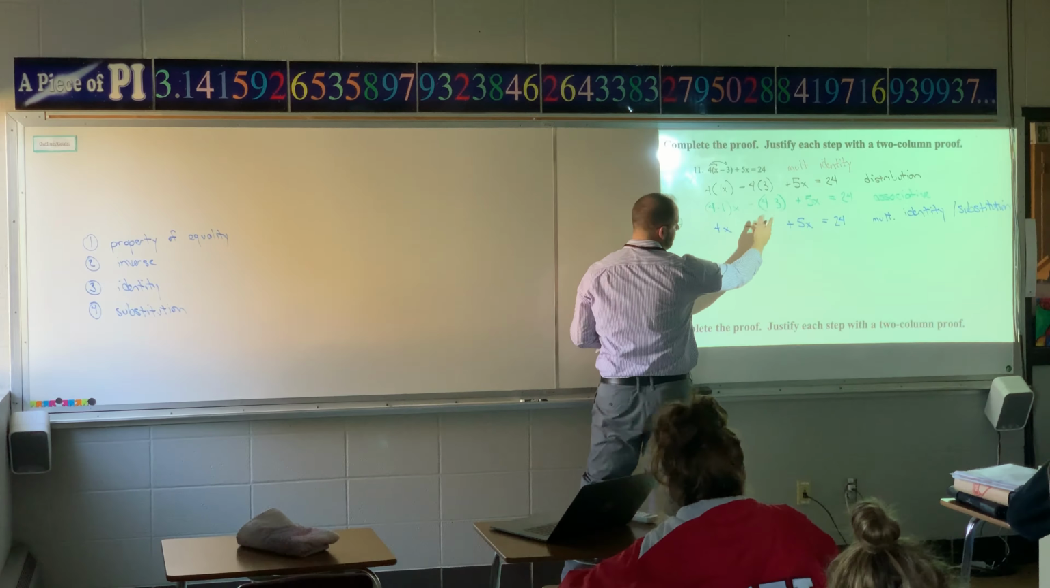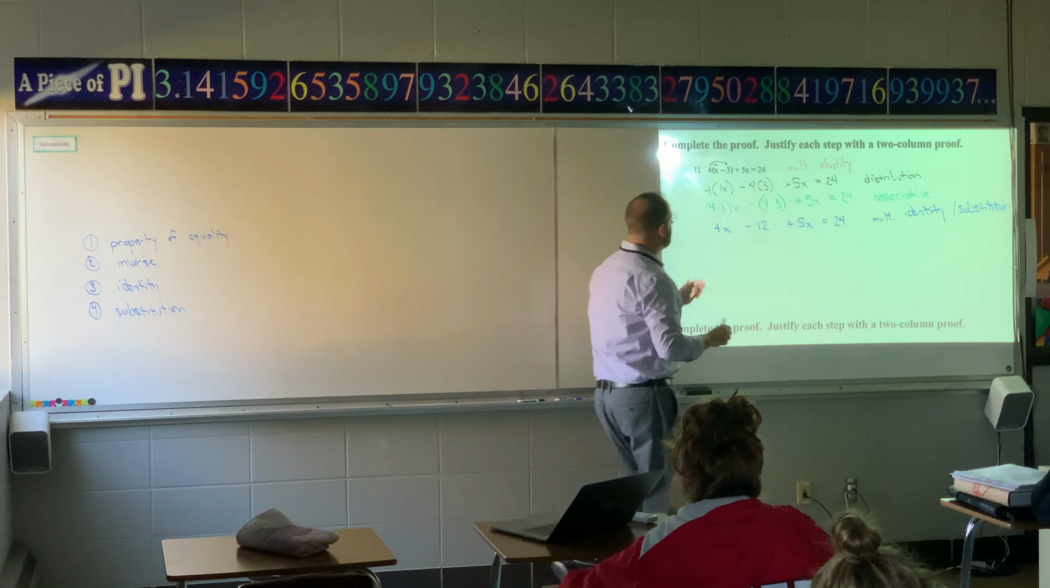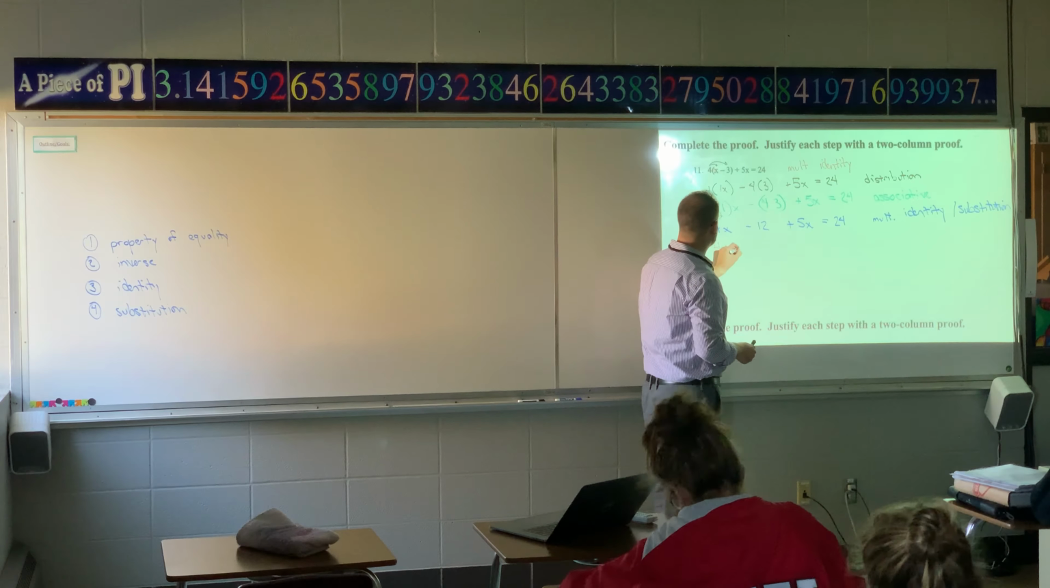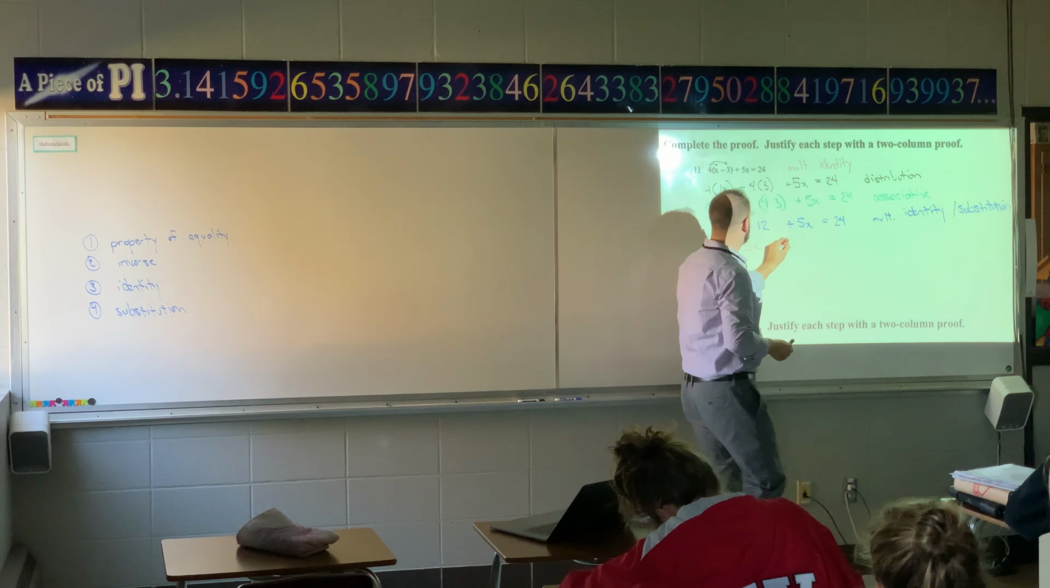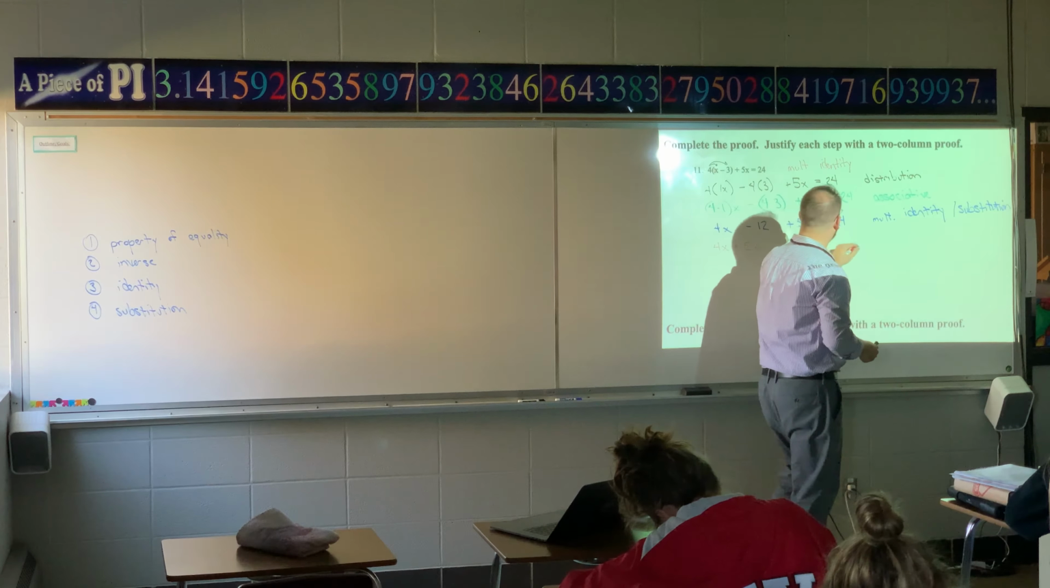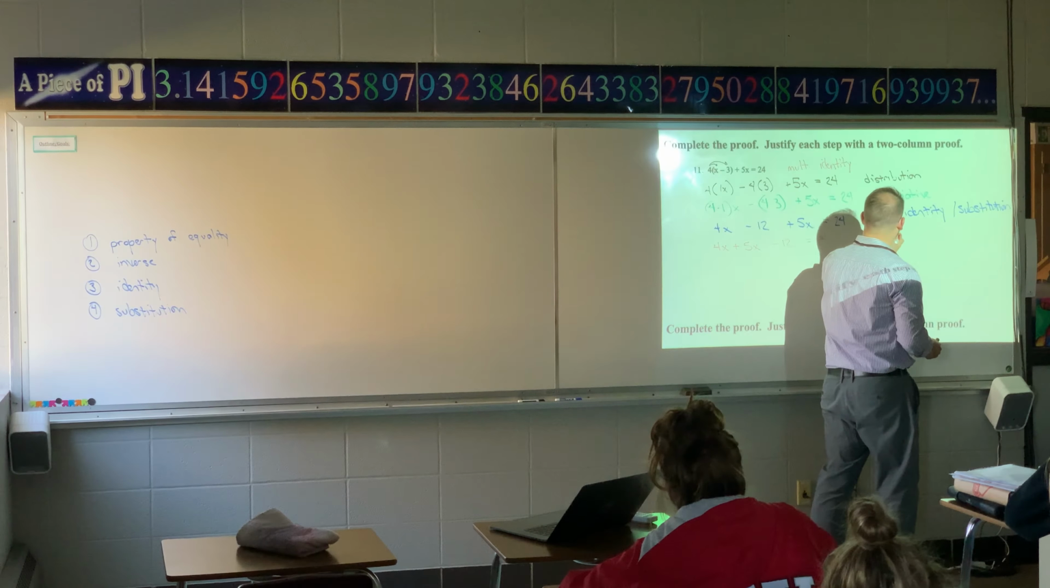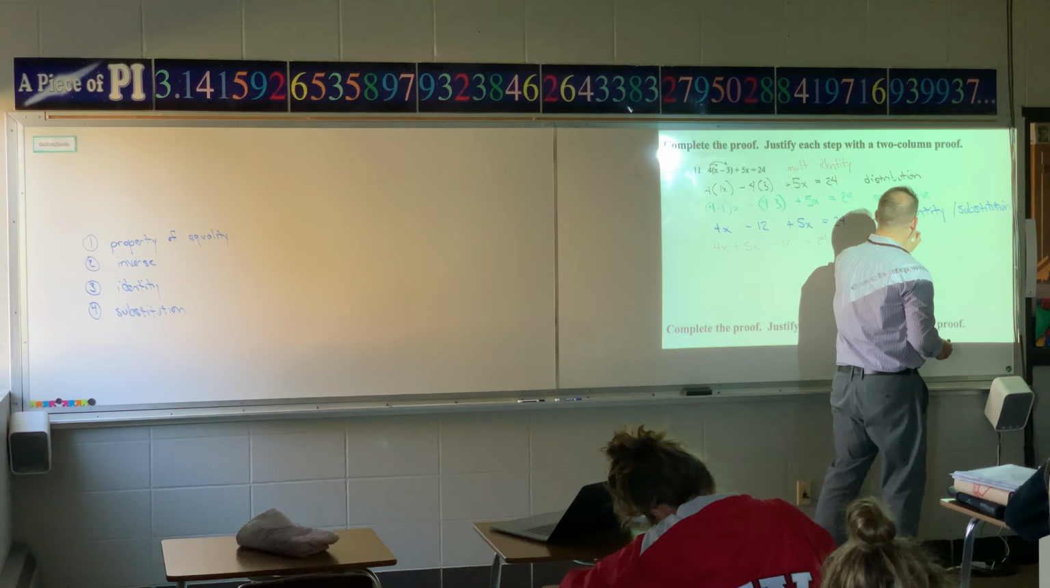Okay, next, I need to move things around. So I'm gonna move the 4x and the 5x next to each other. That's called commutative. Commutative property, where I move things around so they can see each other.